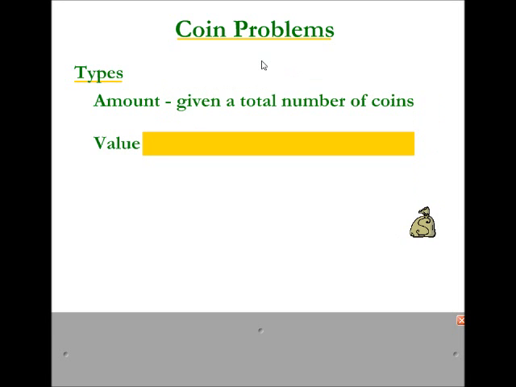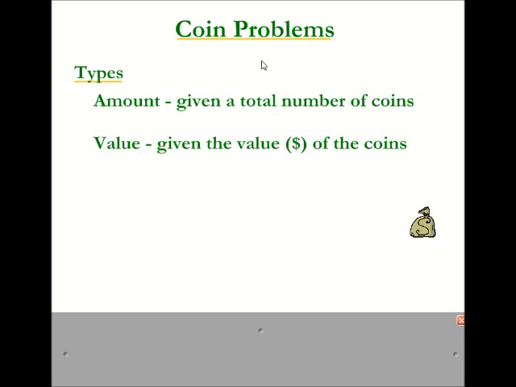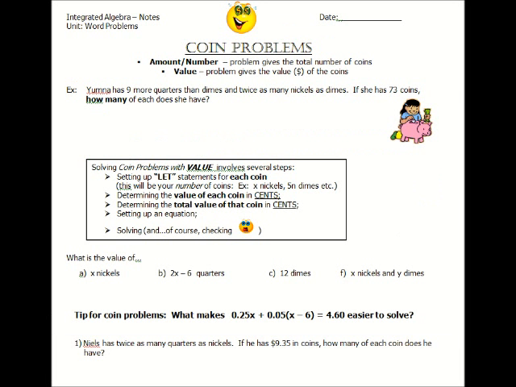Typically, you're given information regarding both. Amount is the number of coins. So say I have 10 nickels. Well, that's not 10 cents. 10 nickels is not $10. So you have to consider what the value would be of the number of coins that you have. Okay? So we'll start with coin problems. And we want to look at the number and the value. Typically, you will have mostly value problems.